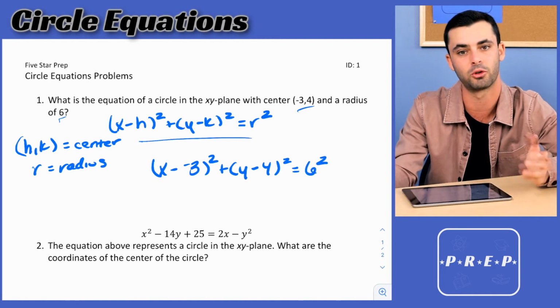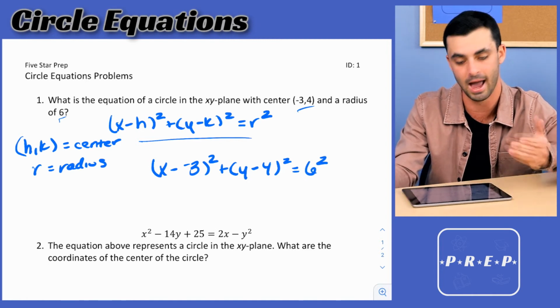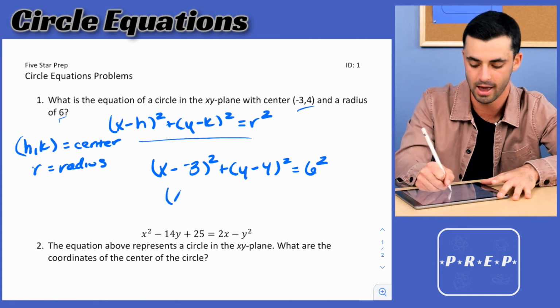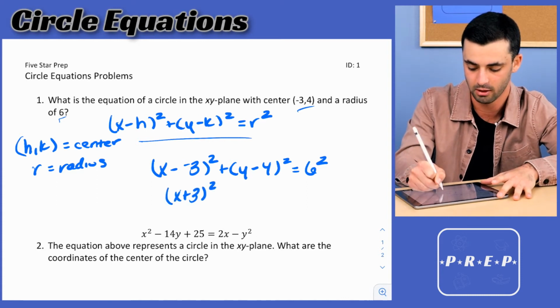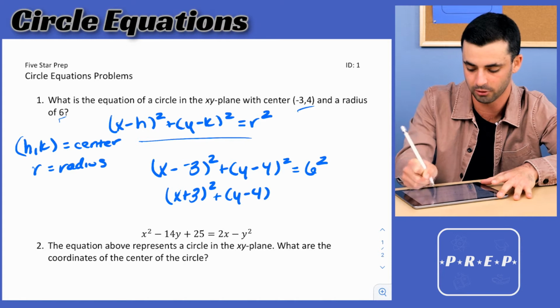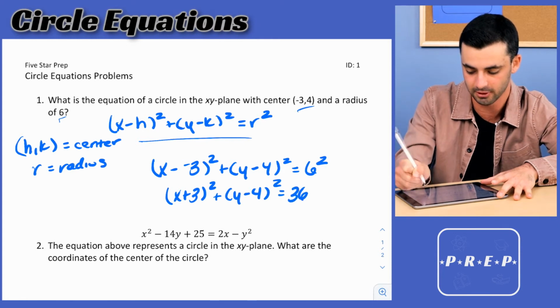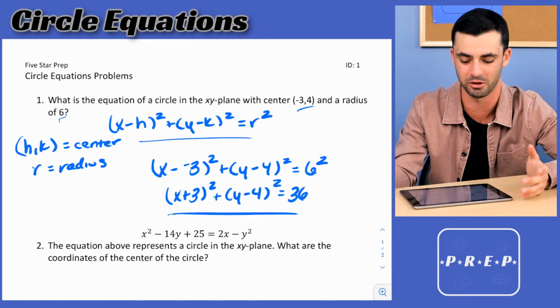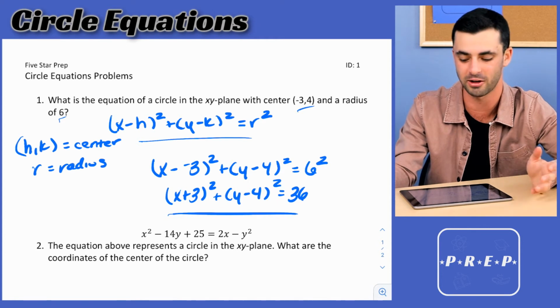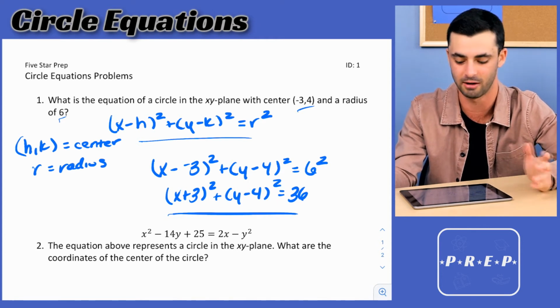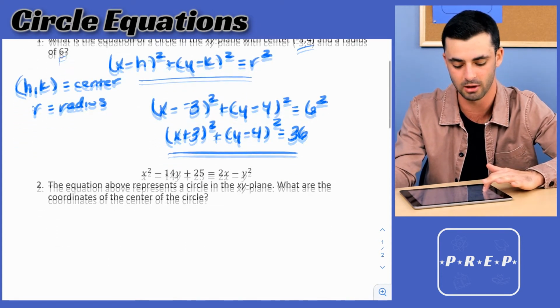Recall that whenever we subtract a negative number, that's just going to be adding that value. So this becomes (x + 3)² + (y - 4)² = 36, and we're good to go. That is going to be the equation of our circle with center (-3, 4) and radius of 6. Moving along to number 2.